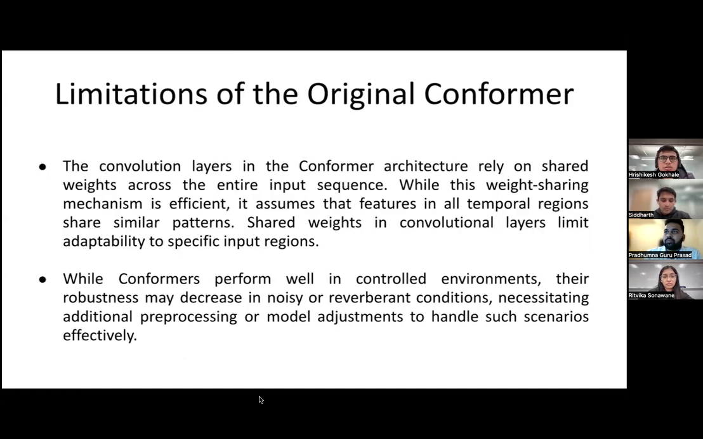There are a couple of limitations to the original conformer architecture. We know that convolutional neural networks rely on weight sharing. While this mechanism is very efficient, it assumes that features in all temporal regions share similar patterns. Shared weights in convolutional layers may limit adaptability to specific input regions. And while conformers perform very well in controlled environments, their robustness may decrease in noisy or reverberant conditions, which requires more testing with adversarial and non-adversarial noise.